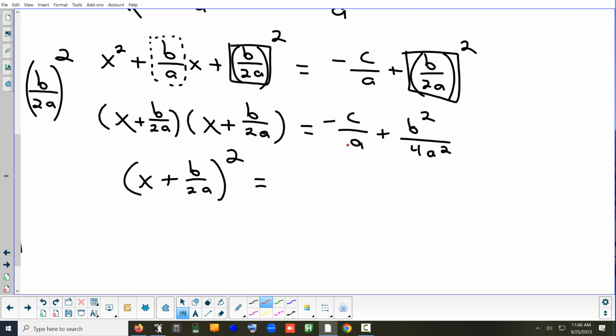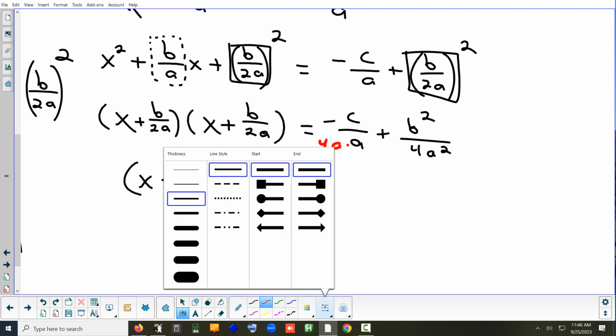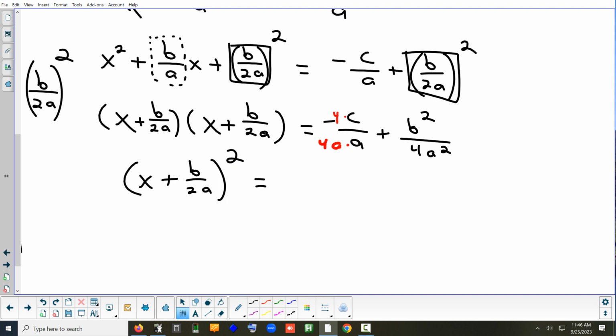You'd have to multiply it by 4a over 4a, because you can't just do it by 1 over 4a. It needs to be 4a over 4a. And hopefully you're starting to kind of see something here: b squared minus 4ac. Okay, we're starting to maybe see the quadratic formula a little bit.